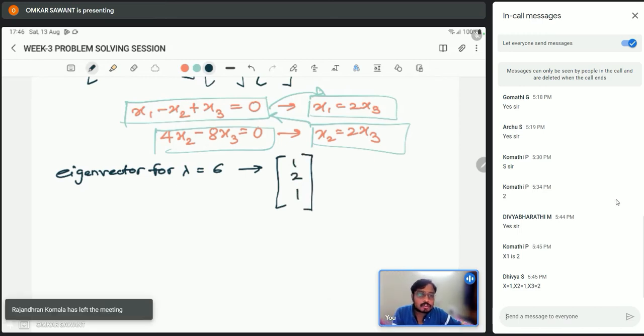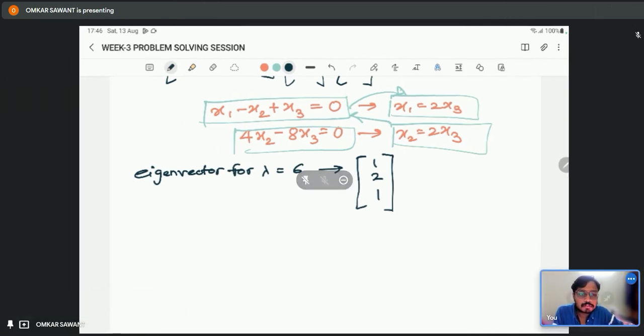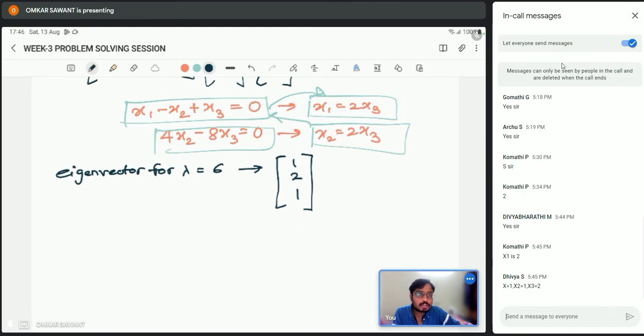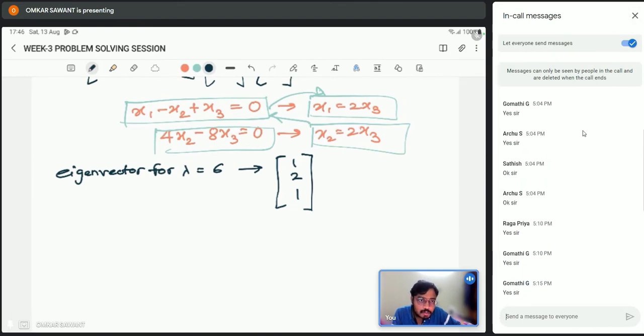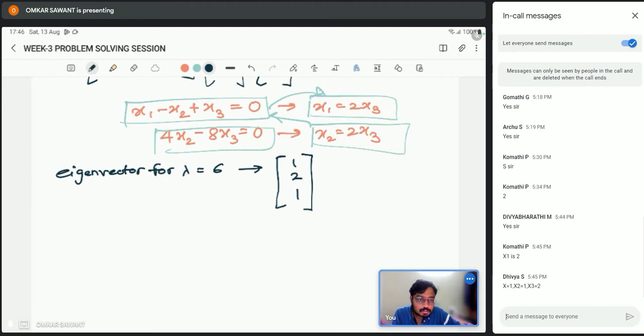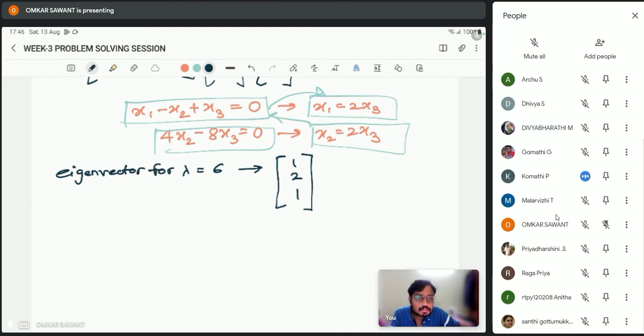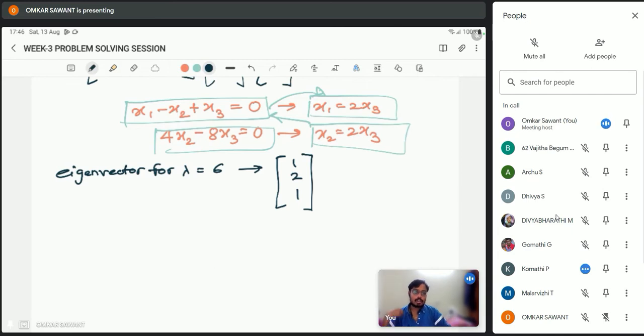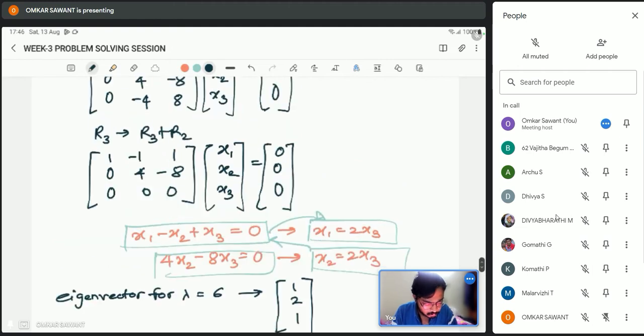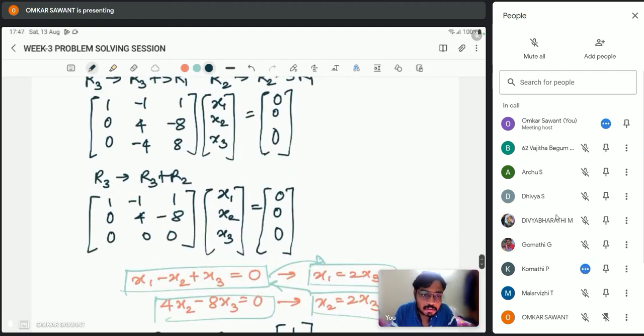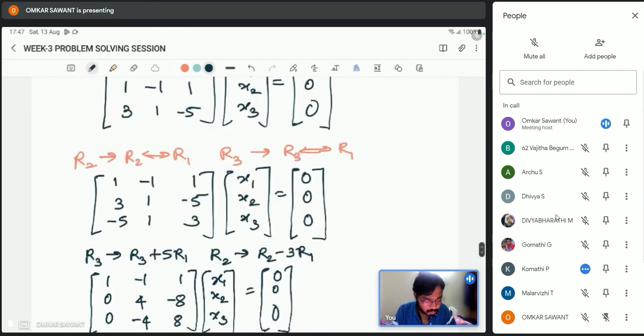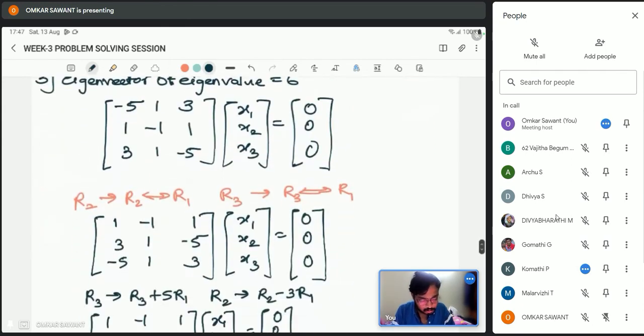Everyone got it? Komati, did you get the answer? Komati, Gomati, and who is there? Raga Priya. Everyone got this answer? Sir, I didn't understand. Once again, tell me, sir. Okay, I will explain again. Where are you finding difficulty? Eigenvector, sir. Yes, eigenvector. Should I tell you the entire thing?